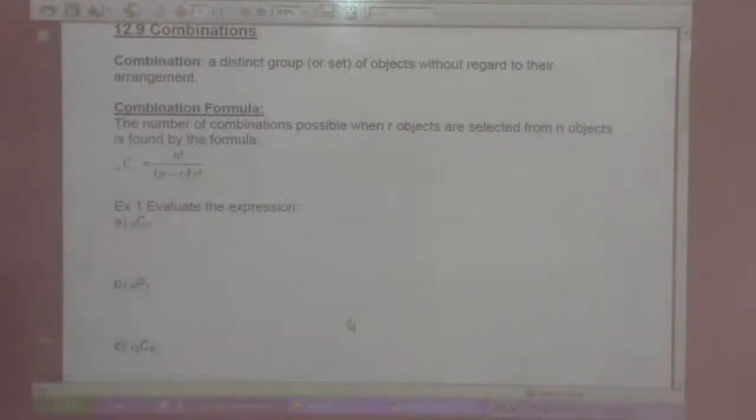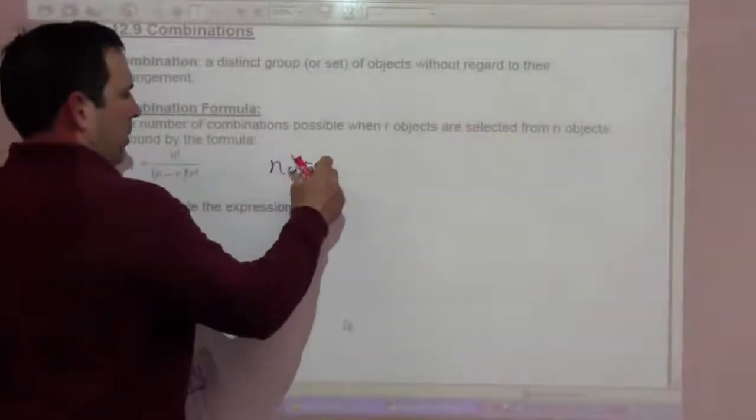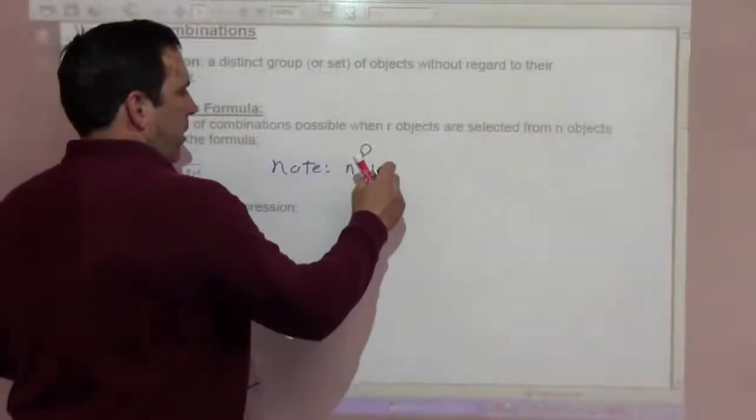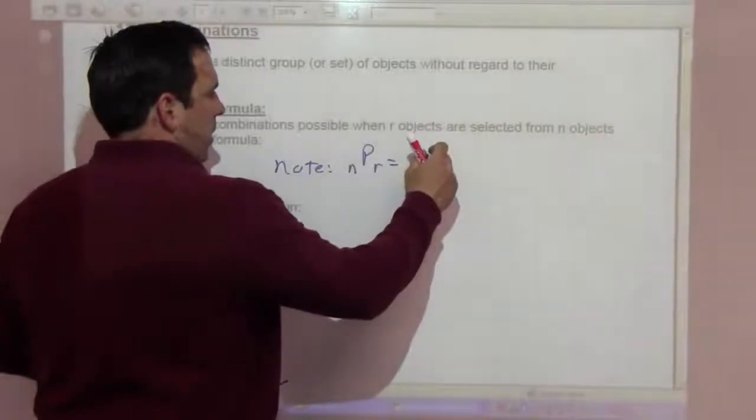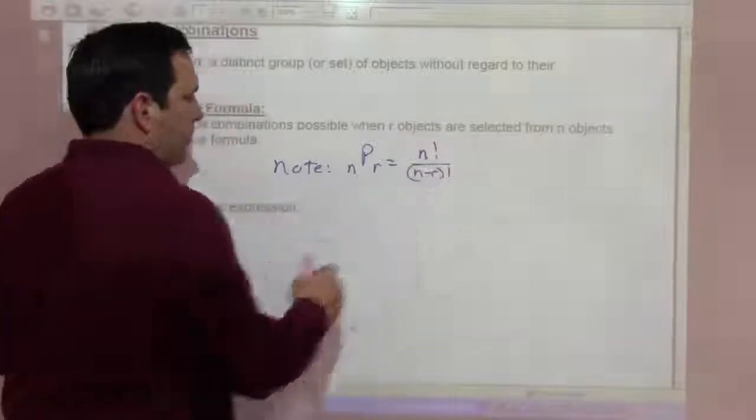So we're going to evaluate the following. So I just want to say here, note that NPR was N factorial over N minus R factorial.